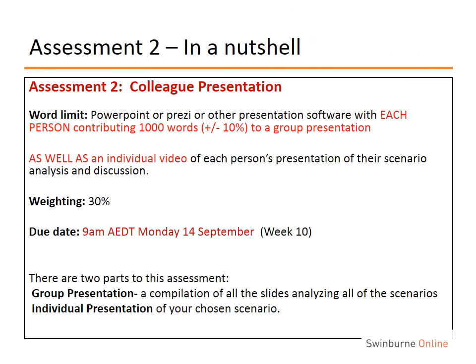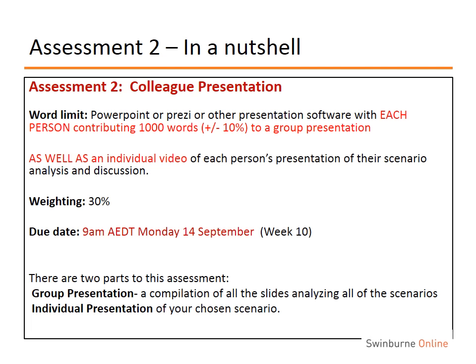Assessment 2 in a nutshell. Well, what is it? It's a colleague presentation. That means that you're going to create a presentation that you could present to a group of educators like yourself. It's a professional presentation. There is a word limit to it. It's 1,000 words per person, and it's to be presented in a PowerPoint or Prezi or other presentation software. Since you'll be working in teams, the actual Prezi or PowerPoint will have several portions of it by different people. But remember that each one of you only contributes 1,000 words to this group presentation.